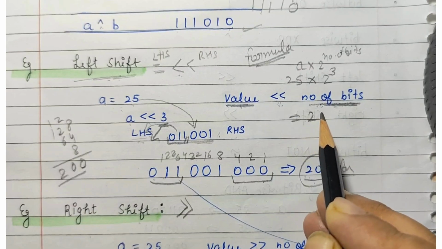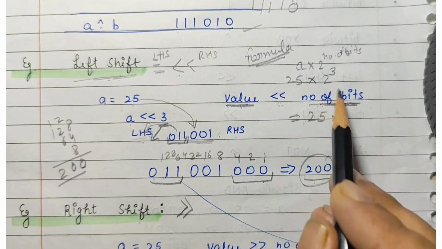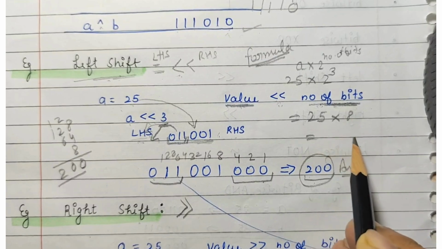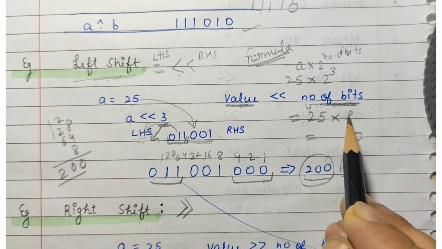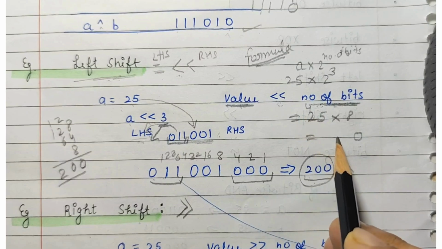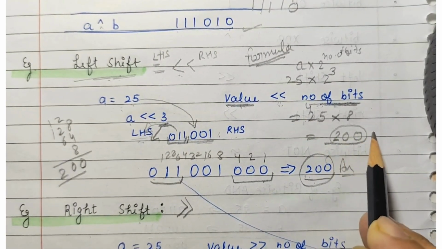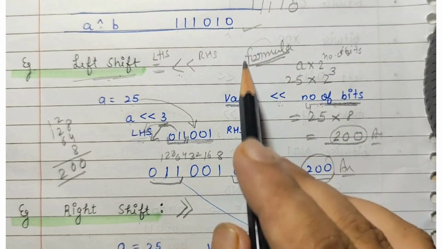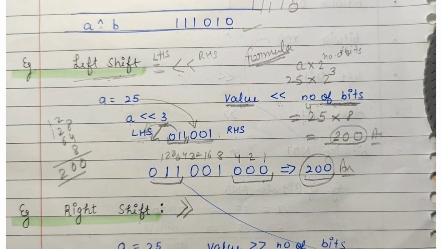Now we write 25 into 2 raised to power 3, which is 8. So 8 fives are 40, 8 into 2 is 16, 16 plus 4 is 20. So this is again the correct output. Using this formula you can also calculate, and the left shift operation is performed in this way. I hope all of you are clear about the left shift operation.